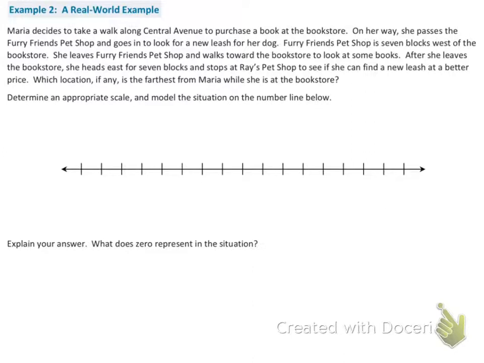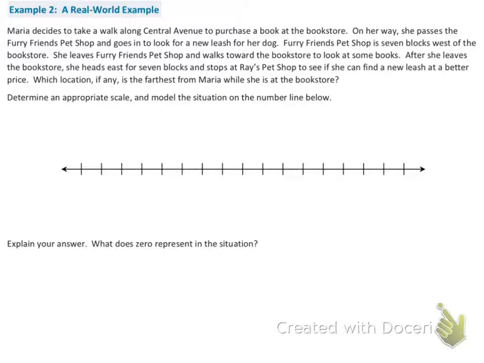Okay, so let's take a look at a real world example. Maria decides to take a walk along Central Avenue to purchase a book at the bookstore. On her way, she passes Furry Friend's pet shop and goes in to look for a new leash for her dog. Furry Friend's pet shop is 7 blocks west of the bookstore. She leaves Furry Friend's pet shop and walks towards the bookstore to look at some books. After she leaves the bookstore, she heads east for 7 blocks and stops at Ray's pet shop to see if she can find a new leash at a better price.